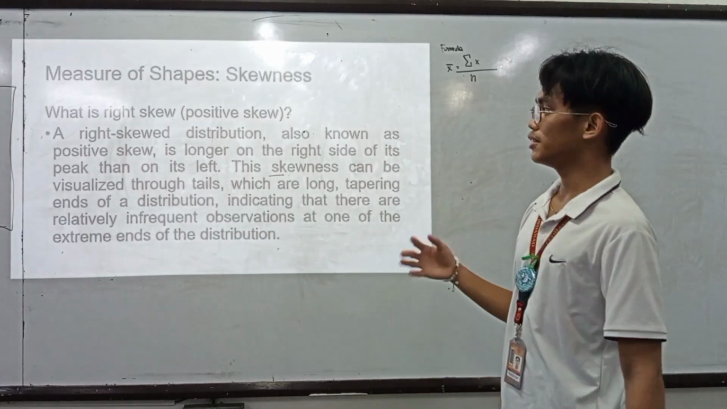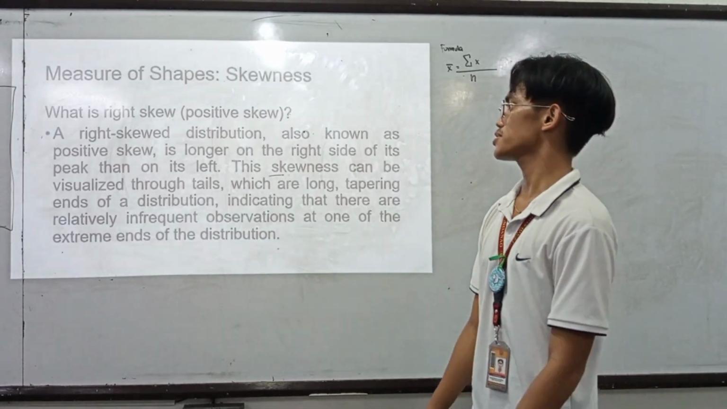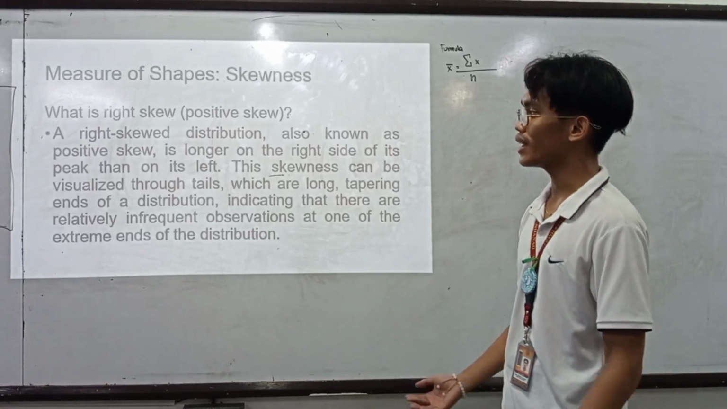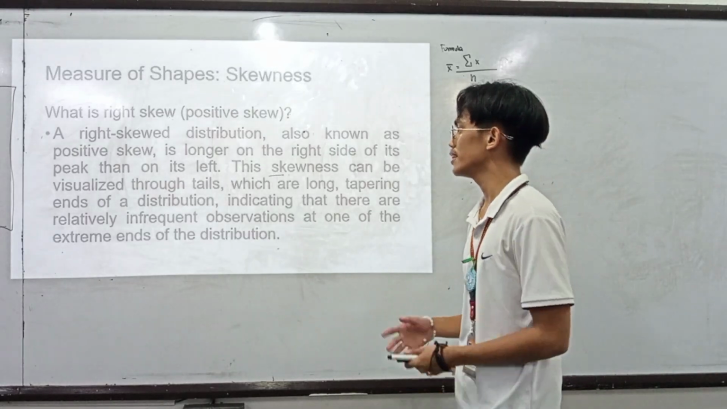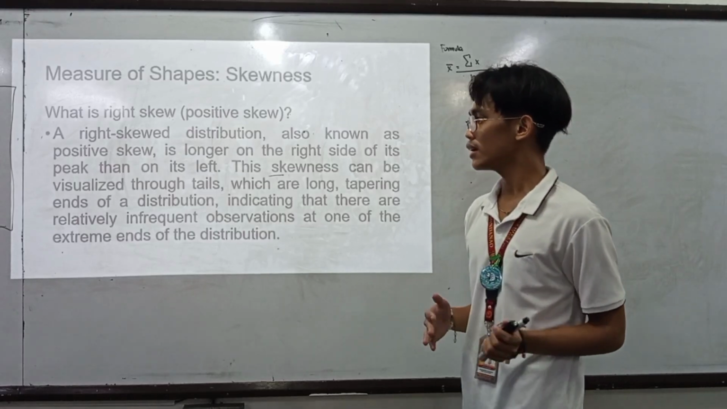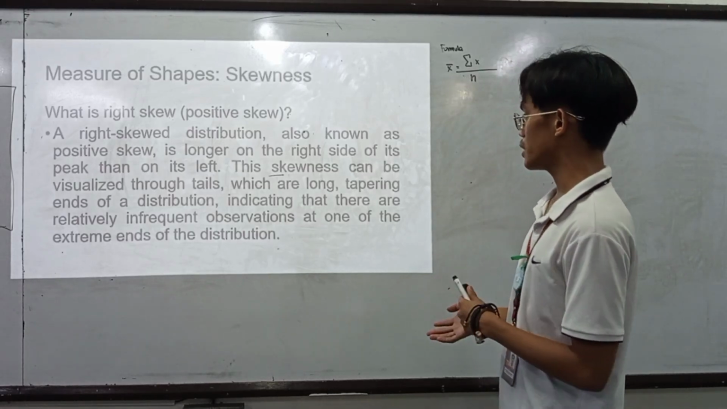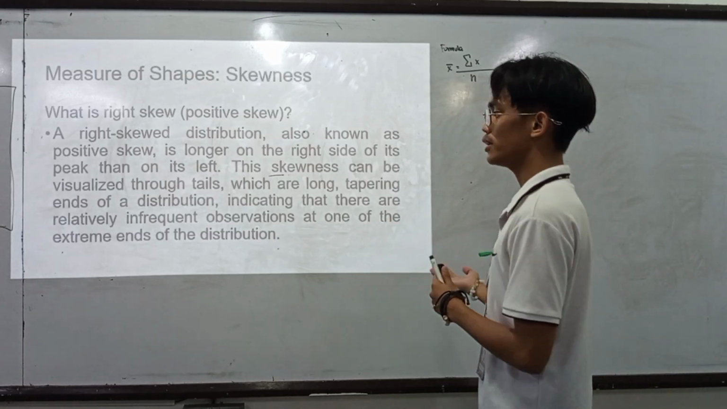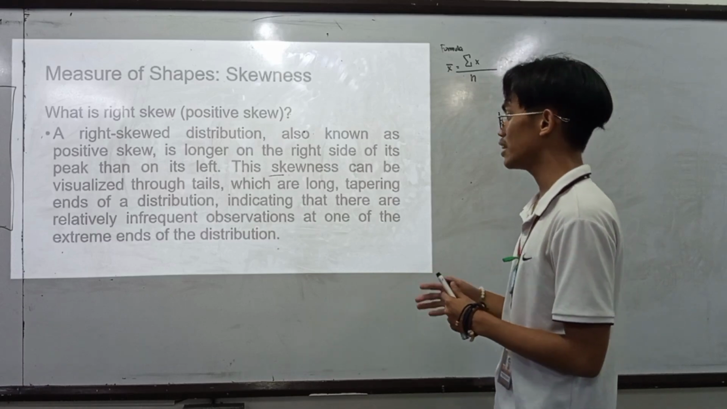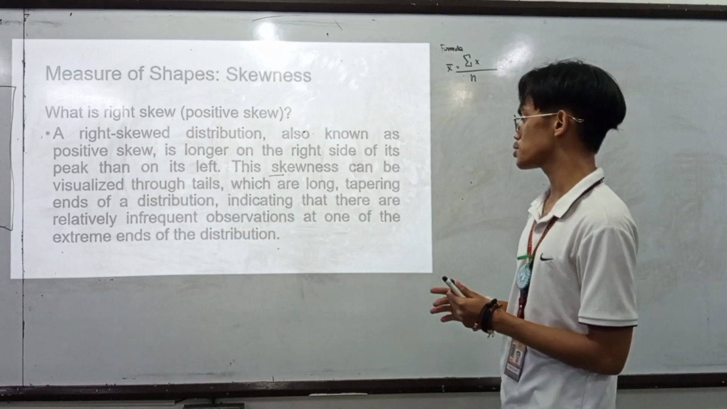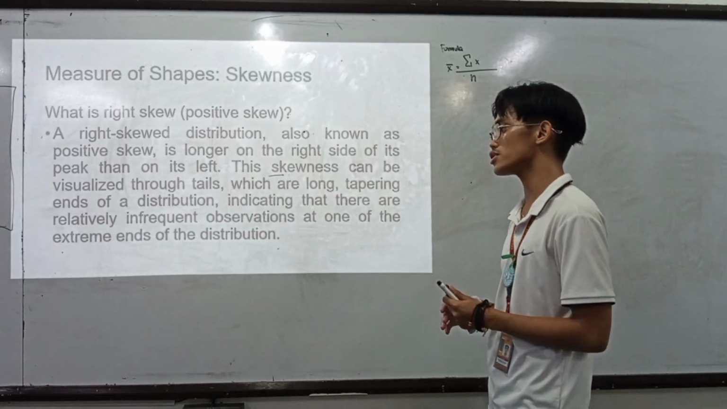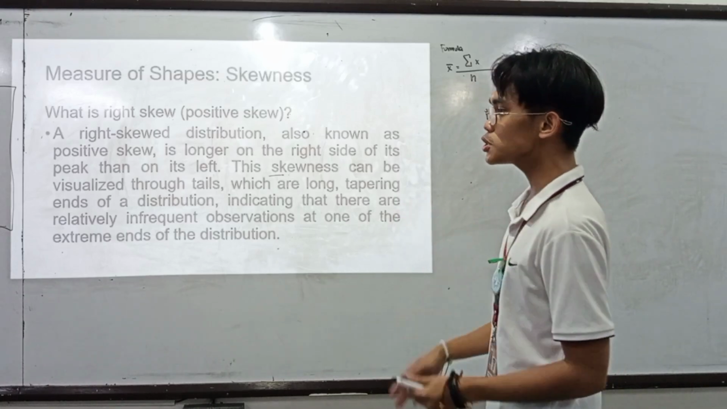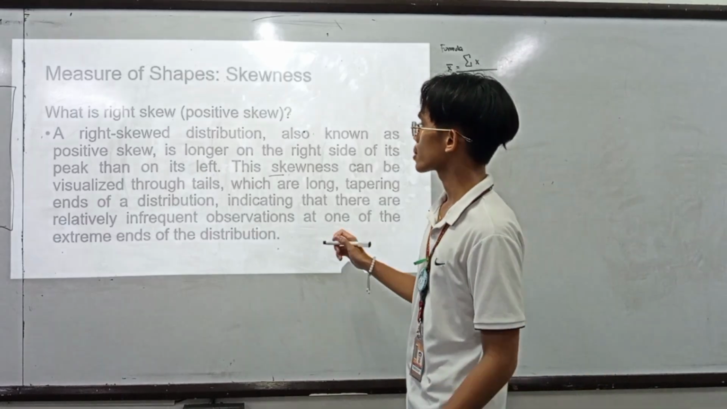Now let's go with the right skew. What is right skew or positive skew? A right skewed distribution, also known as positive skew, is longer on the right side of its peak than on its left. This skewness can be visualized through tails, which are longer, tapering ends of a distribution, indicating that there are relatively infrequent observations at one of the extreme ends of the distribution. To further analyze this right skew, let's put it into a problem.